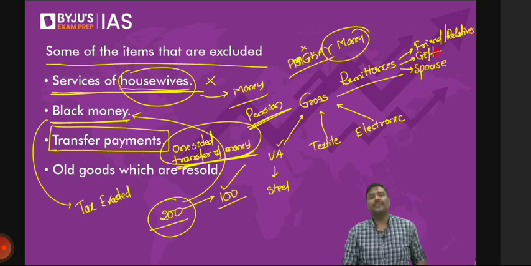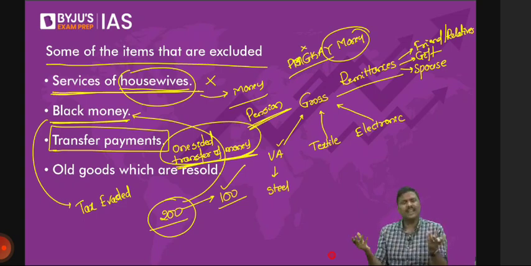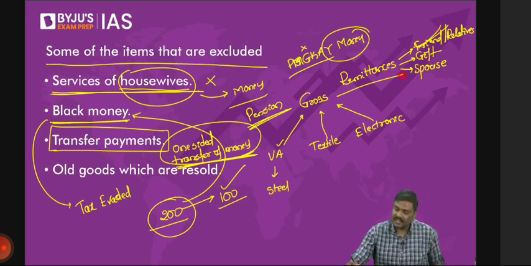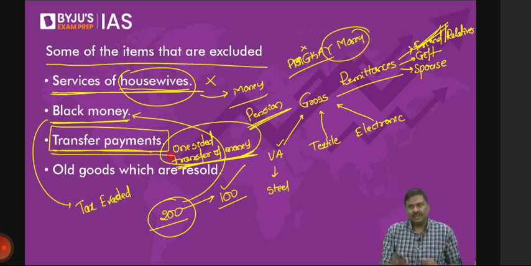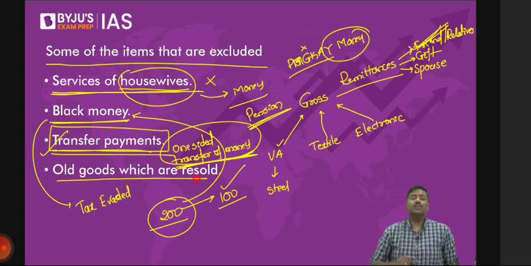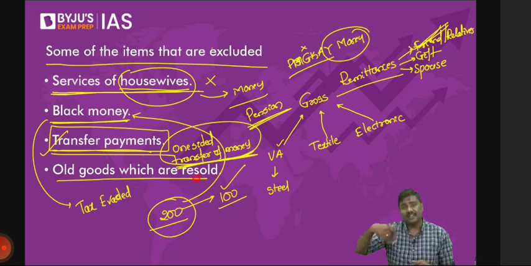So understand the logic here. Whenever you talk about one-sided transfers like this, unilateral means one-sided, these are generally referred to as remittances, or as transfer payments, because there is no exchange of goods and services. That is also not counted when you calculate GDP. And finally, goods which are resold. Remember this: goods which are resold in the market, that is also not counted in GDP.